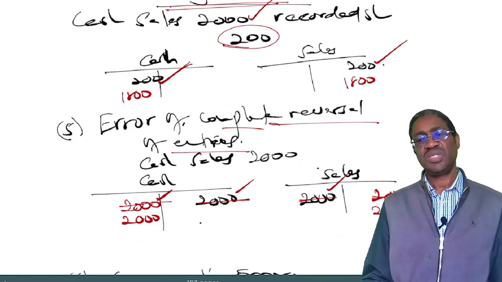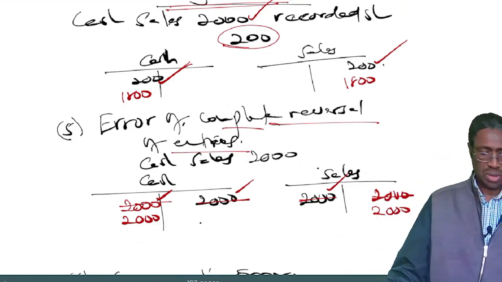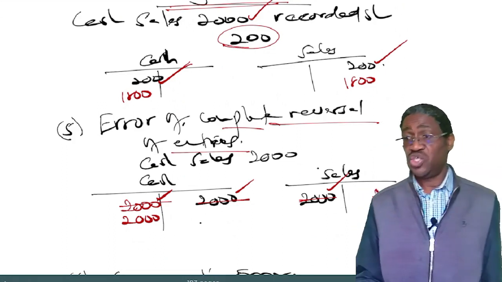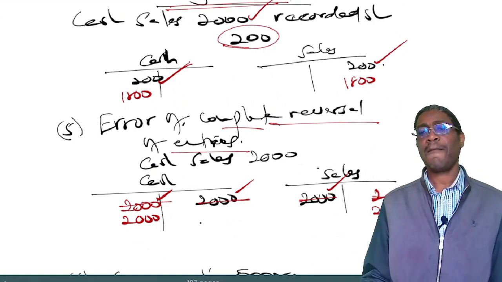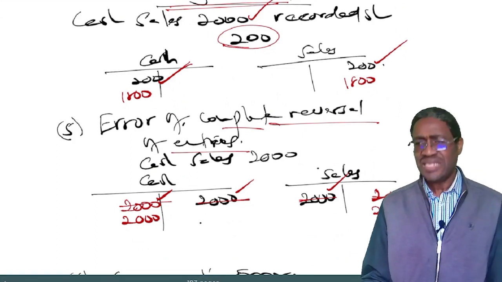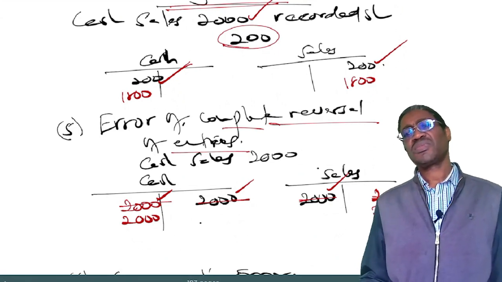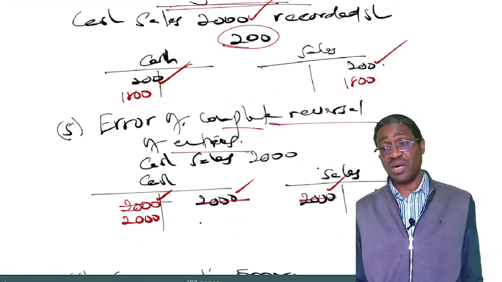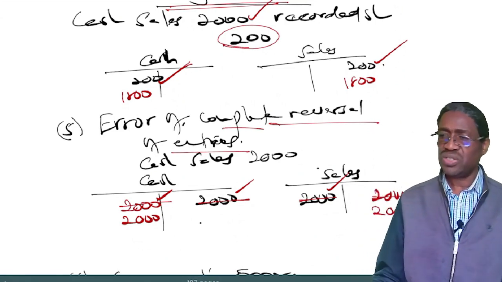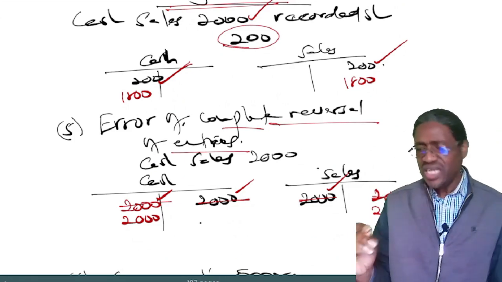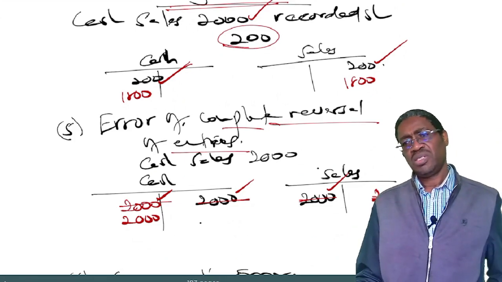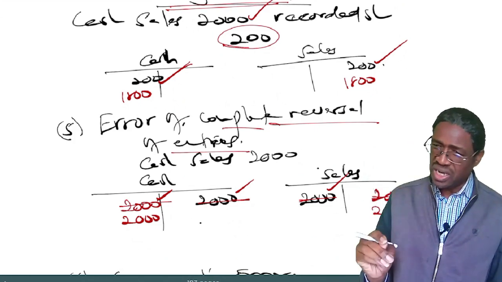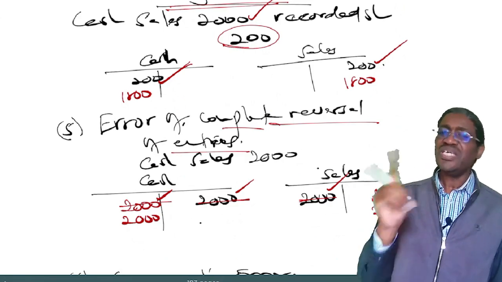E.g., cash sales of shillings 2,000 debited in the sales account and credited in the cash account.